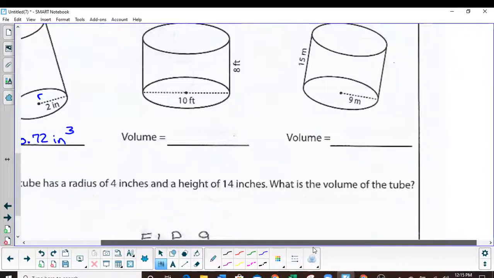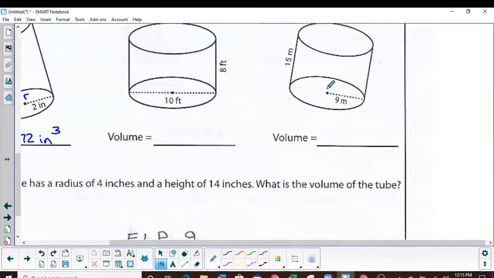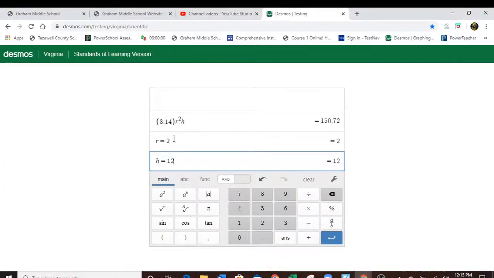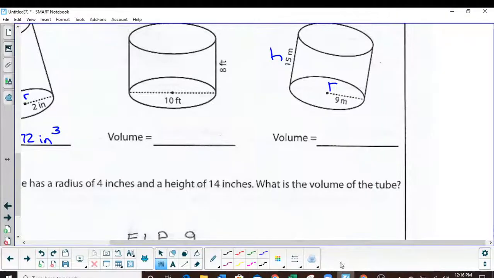Okay. Slide on over to number 9. Again, we have a radius already there, so that's good, and there's our height. A radius of 9 and a height of 15. Radius 9, height of 15, there it is, 3,815.1. 3,815.1 meters cubed.